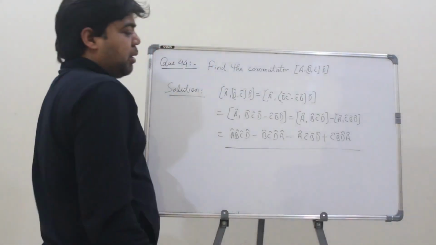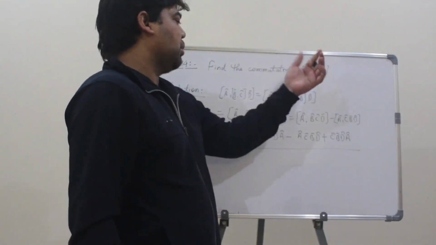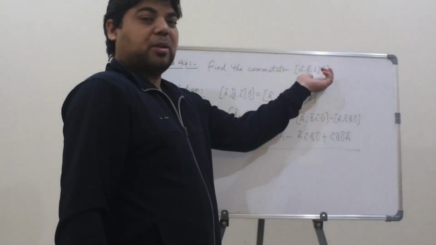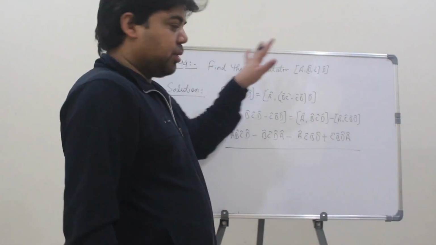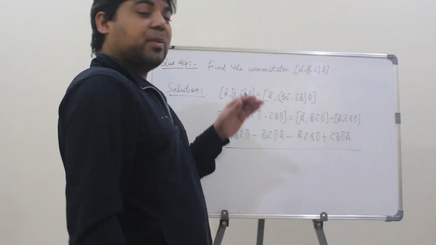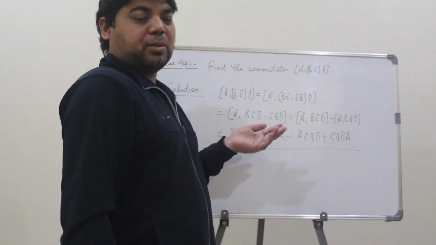This is how you calculate the commutator with multiple commutator sets, right? So a commutator inside the commutator. This is a very significant problem, which is quite frequently asked in most of the exams, right?